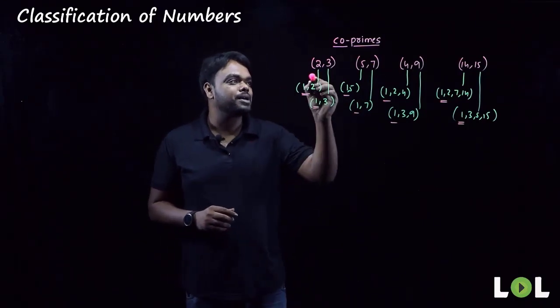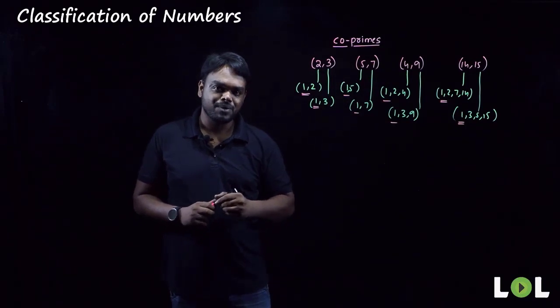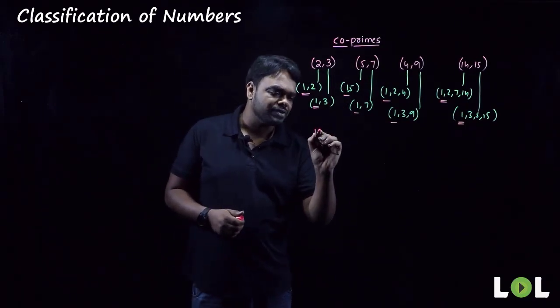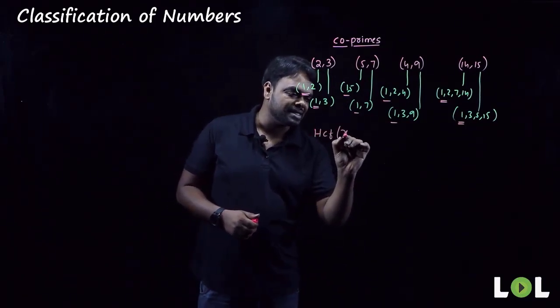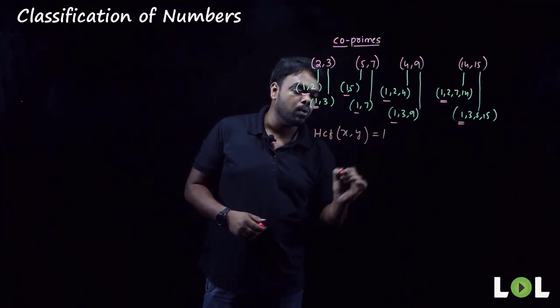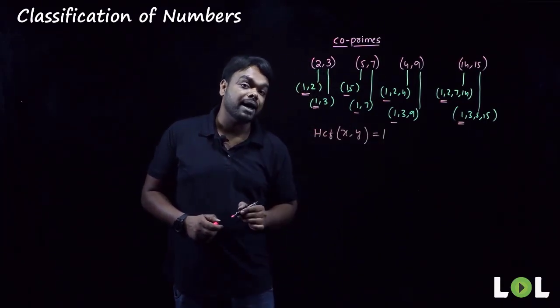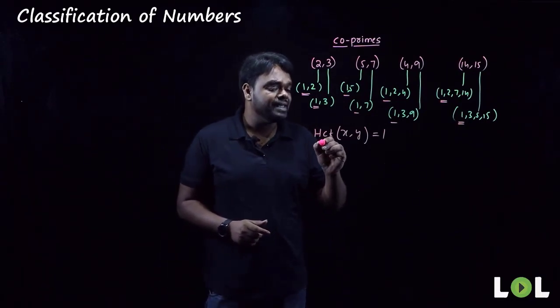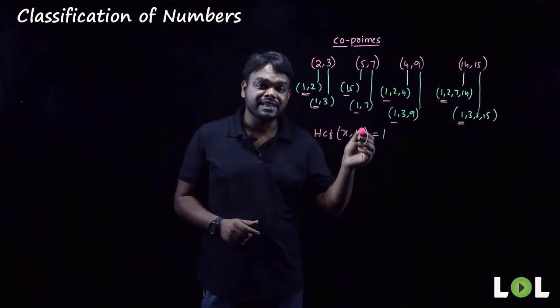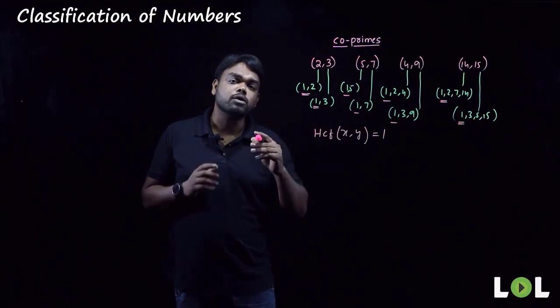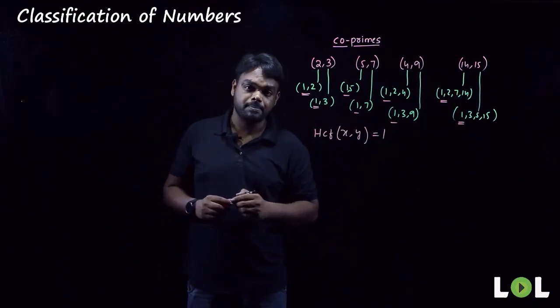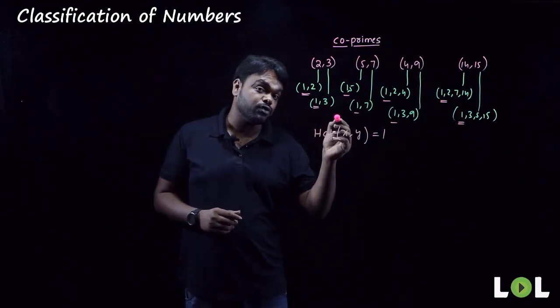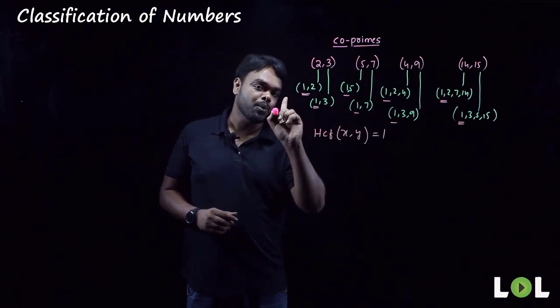Now 2 prime numbers are always coprime numbers. Well, there is another definition for coprime numbers, which is nothing but HCF of 2 numbers, let's say x comma y, is equal to 1, then both x and y are coprime with each other. Now, if you have highest common factor itself as 1, it means there won't be any other common factors between them. So that's why HCF of coprimes is always 1.